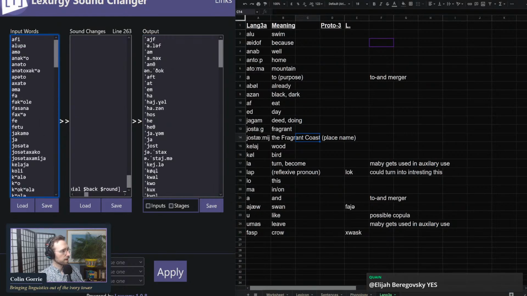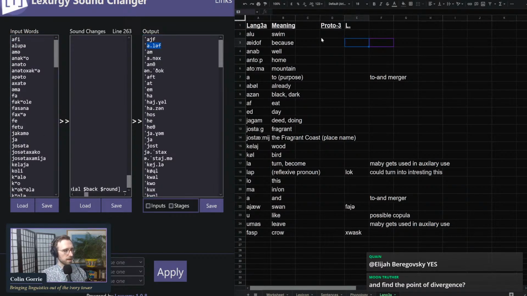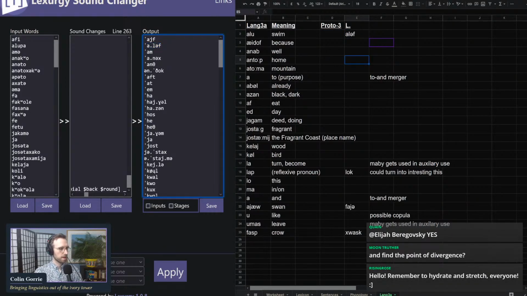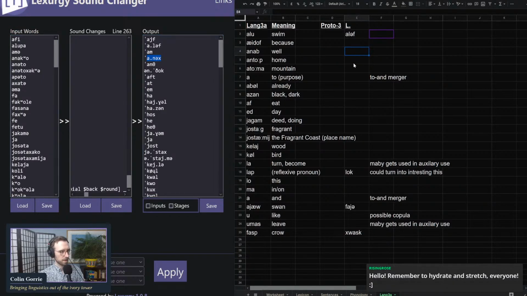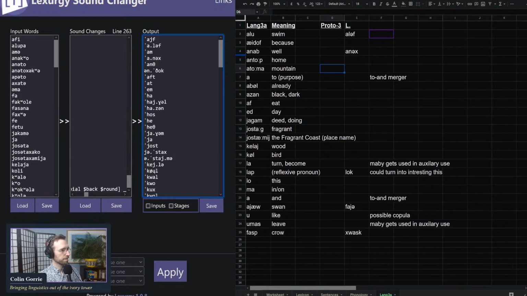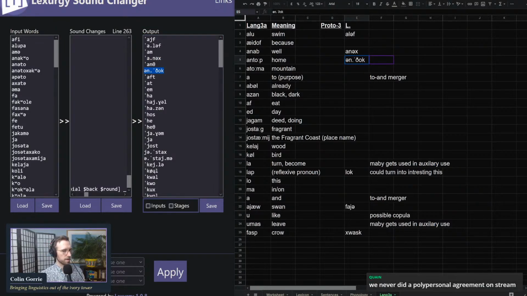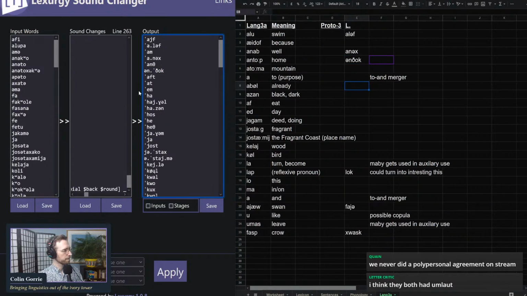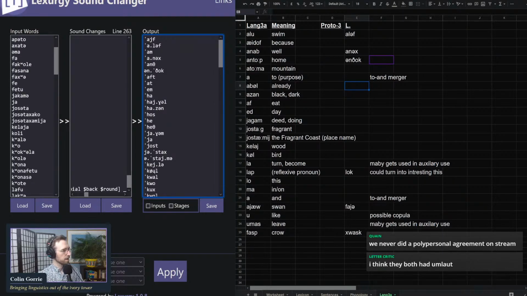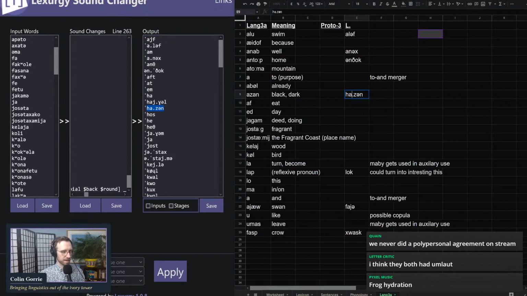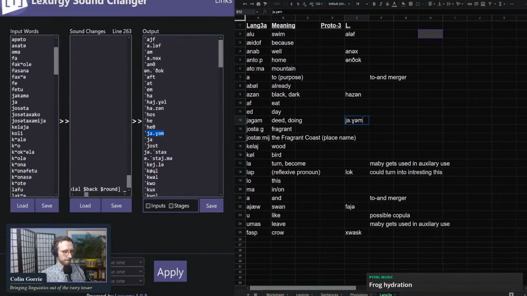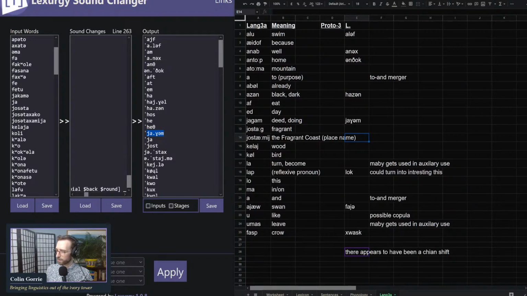Okay, so then Alupa is Aleph. Anakwo. Anach. Andvok. Let's see, what else do we have? We have Hazen here. We have Yarum. So we see some interesting cognate sets. We need to find the point of divergence.